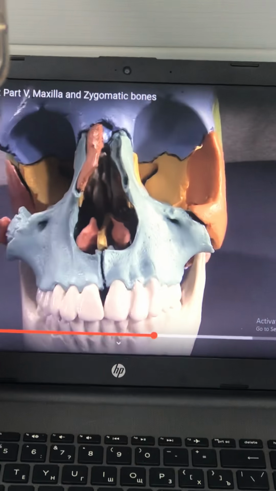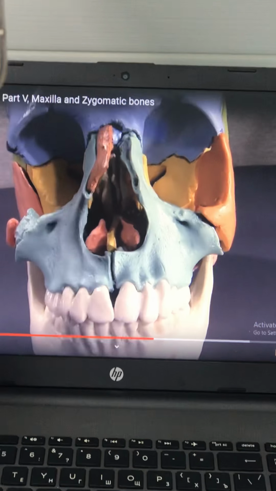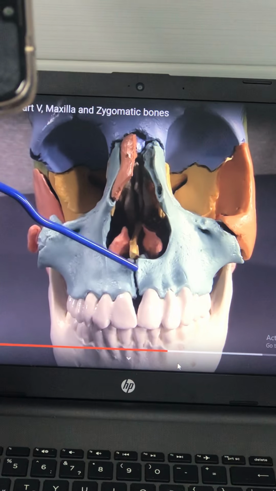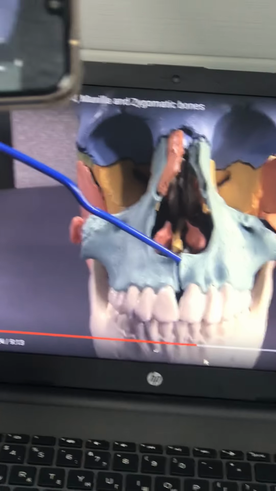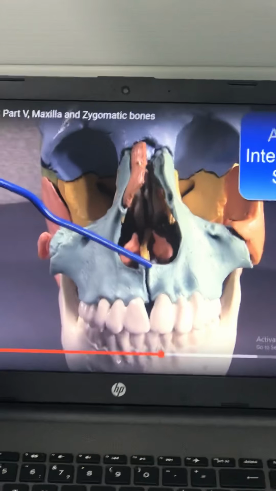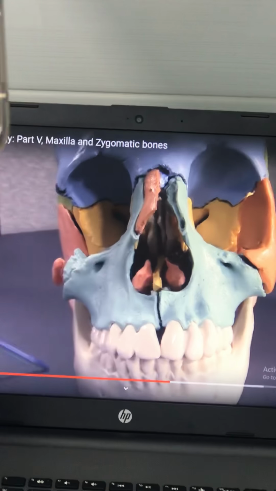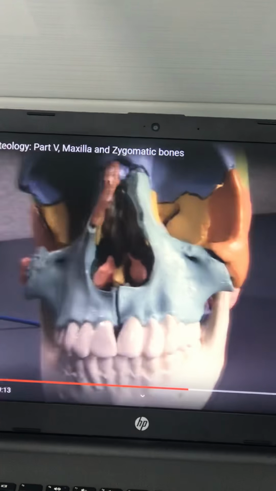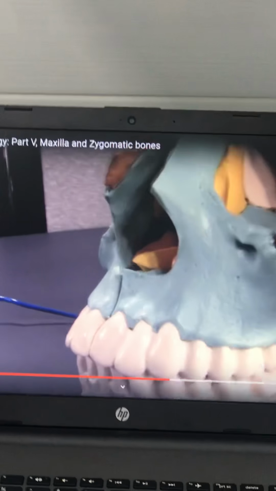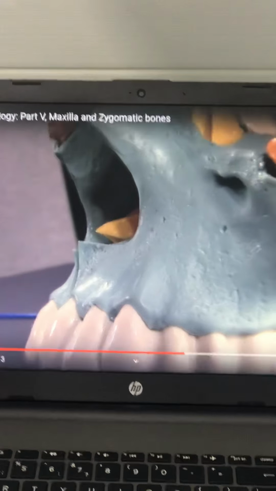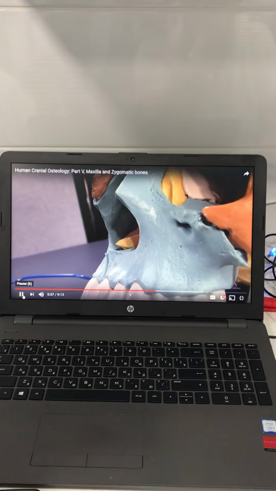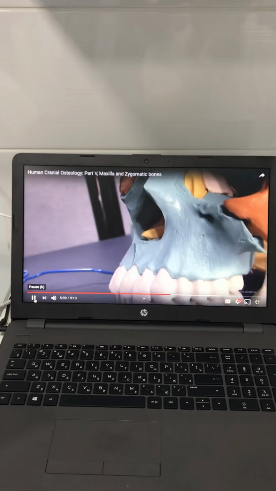Okay. Here is the anterior intermaxillary suture right here, and it goes over these little sharp bumps. To the side view, you can probably see these better. Those are the anterior nasal spines of the maxilla.